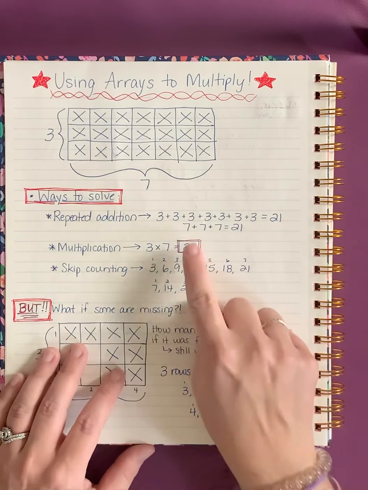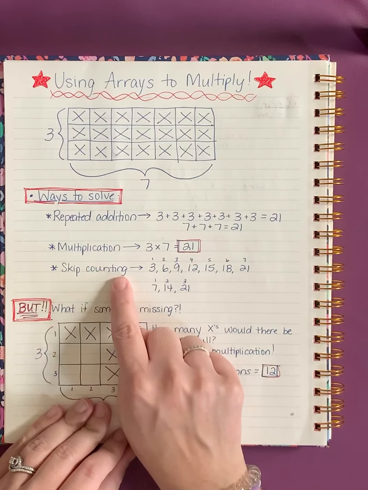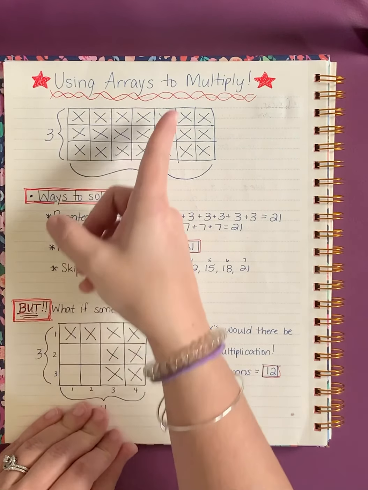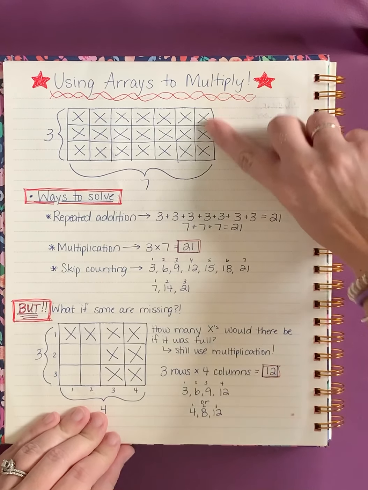Using that break apart strategy in order to make sure that this is correct, or your skip counting. Okay, so skip counting: 3, 6, 9, 12, 15, 18, 21, or 7, 14, 21.